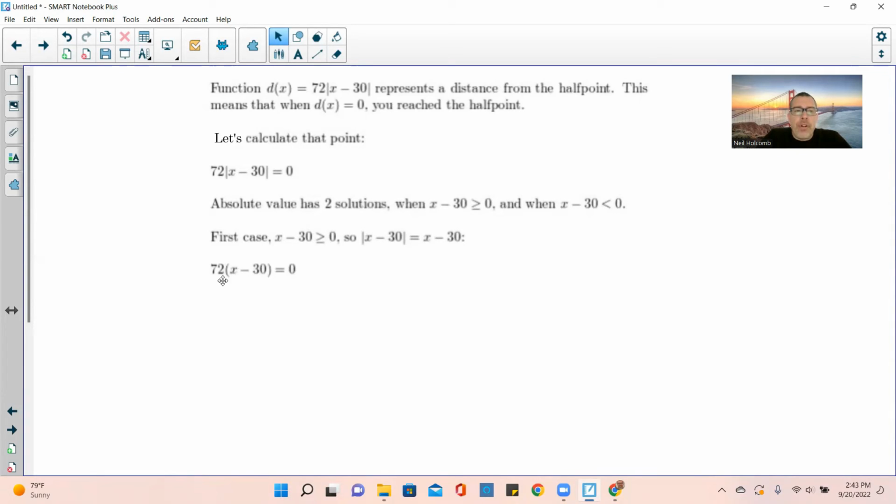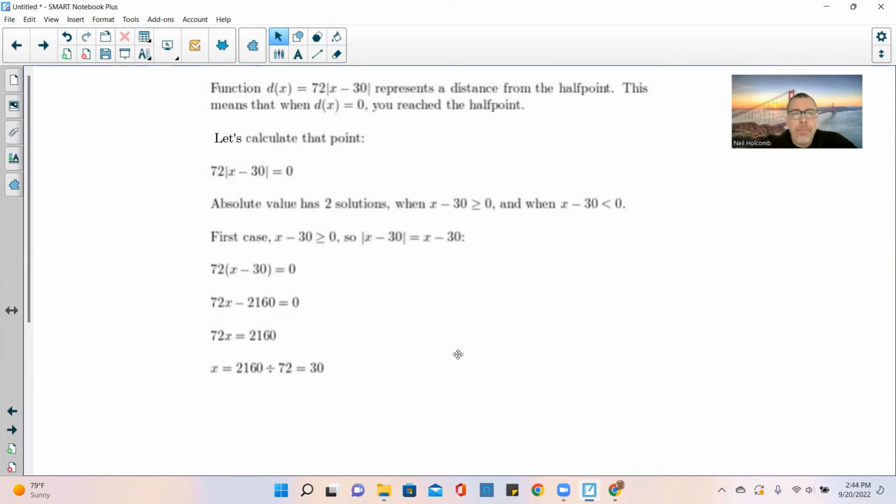So 72 times the absolute value is gone. The absolute value of x minus 30 equals x minus 30, that would be a positive value. So we're going to just use that first. So you plug this into this. So 72 times x minus 30 equals 0. We're going to distribute, get 72x minus 2,160 equals 0. Add 2,160 to both sides. So I get 72x equals 2,160. Divide both sides by 72, and we get x equals 30.